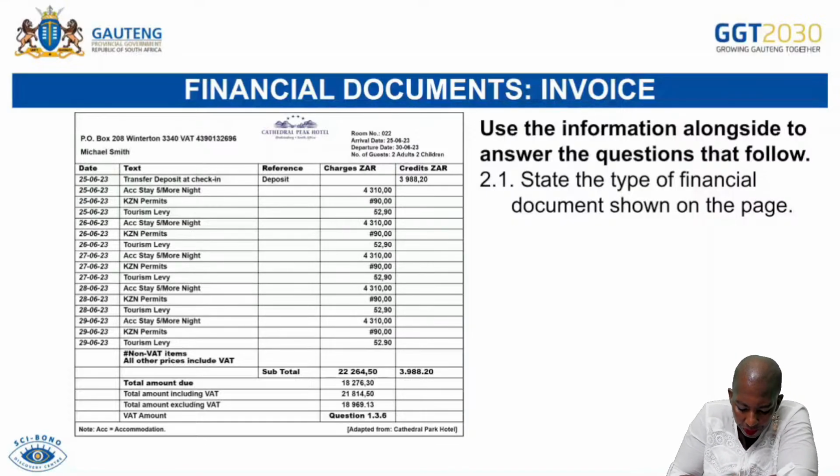And then here, as you continue, it can tell you all this. This says it's an invoice to say if you sleep for the first day on the 25th, this is the amount you pay, and then KZN permits, and then tourism permit. So these amounts are included there. So everything. So now they show you the charges. What are they charging you on a daily basis on the 25th, 26th, all the days that you have slept there.